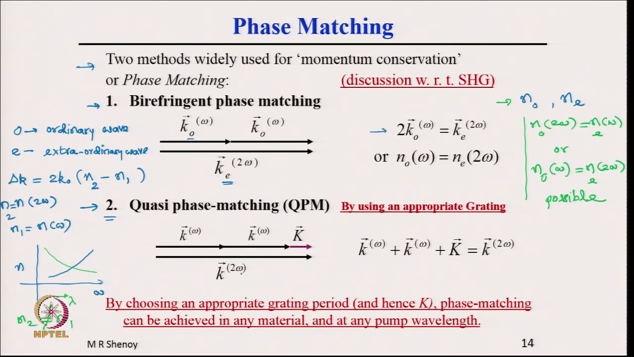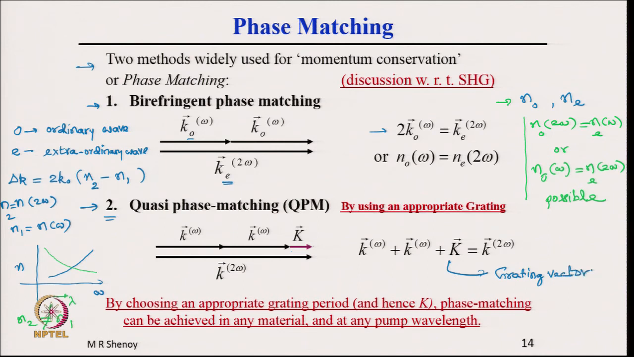If they are not equal, in a normal medium KO of omega plus KO of omega will always be smaller than K of 2 omega, because n of 2 omega is greater than n at omega. The mismatch, the difference, can be made up by another quantity, like a propagation vector, and therefore this quantity K is called the grating vector. What is this grating?